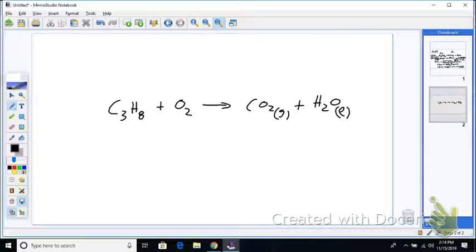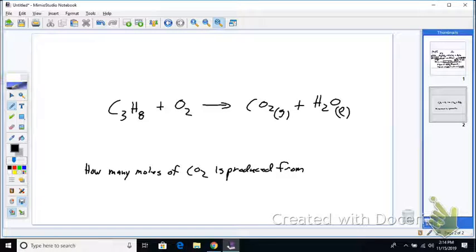So what I'm going to do is I'm going to ask you how many moles of CO2 is produced from the reaction, from reacting 20 grams. Nope, I'm not going to do grams.